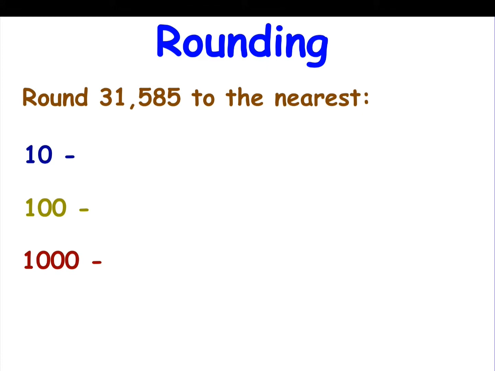So here's an example for you. We want to round the number 31,585 to the nearest 10, to the nearest 100, and to the nearest 1,000. So let's start with the nearest 10. To round to the nearest 10, it's telling us which of the place values it wants you to round to. So to the nearest 10 is our tens. So we're interested in the 8, but we need to check the next number along to stick with the 8 or round it up to a 9. Now in this case, because the next number along is a 5, remembering our high 5, we need to change the 8 to a 9. So our number becomes 31,590.